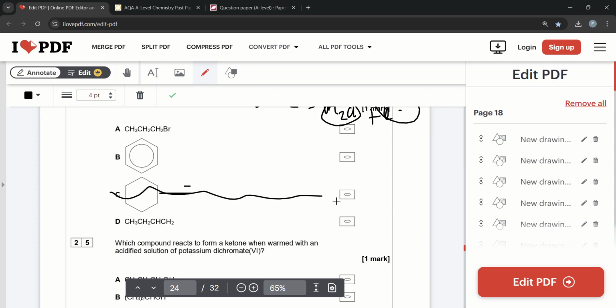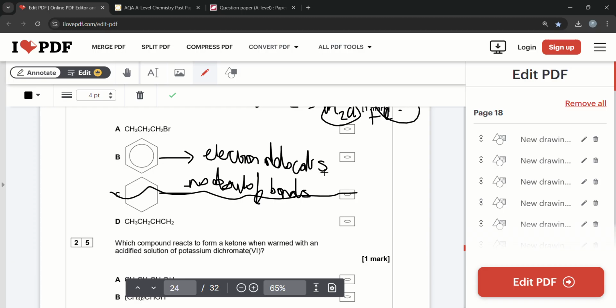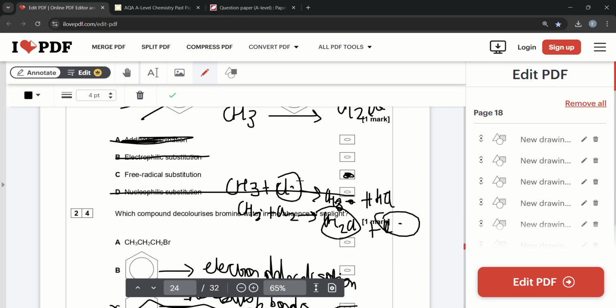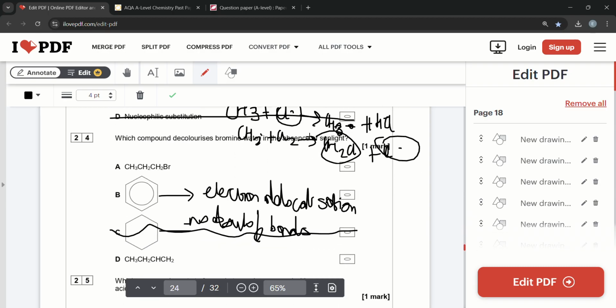Which compound decolorizes bromine water in the absence of sunlight? Definitely not C, no double bonds. So how's it going to decolorize bromine water in the absence of sunlight? Here, well, benzene ring has electron delocalization. And what does that mean? Well, that means there has to be sunlight. There has to be enough energy to break the bonds. But there's no sunlight, so no energy, therefore it can't be B as well, because it's got electron delocalization. So it's either A or D.